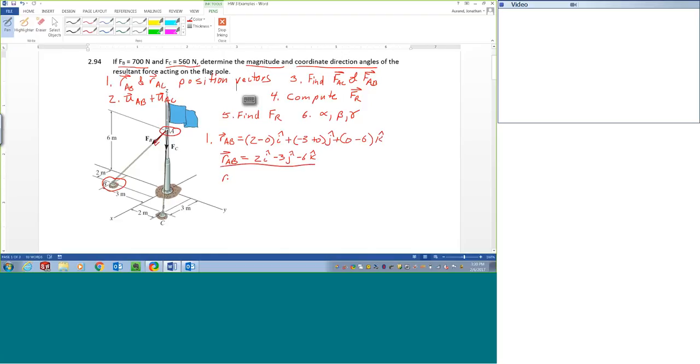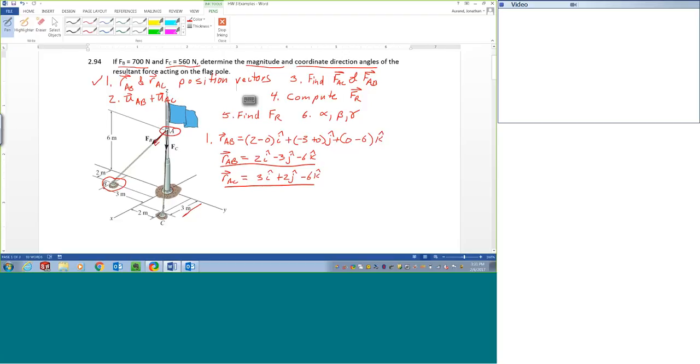And then RAC, do the same thing for C. Maybe you can do that in your head. That's positive 3i plus, this time, 2j. Again, we have minus 6k. All right, so we're done with step 1.